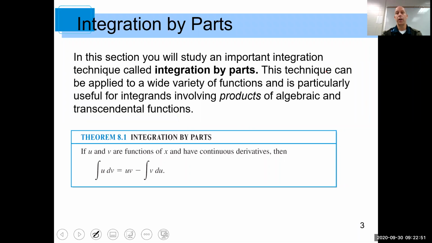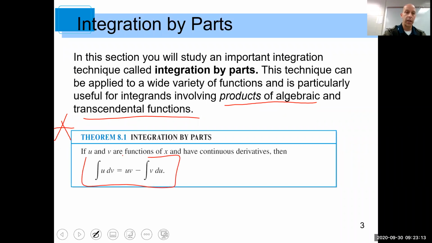So what is integration by parts? Well, first of all, it's particularly useful when you're doing integrals that involve products of algebraic and transcendental functions. I'm telling you things that you don't know yet, but when we come back to this it should hopefully make sense. This is the most important slide in this presentation. This is the rule for integration by parts: the integral of u dv is equal to uv minus the integral of v du.